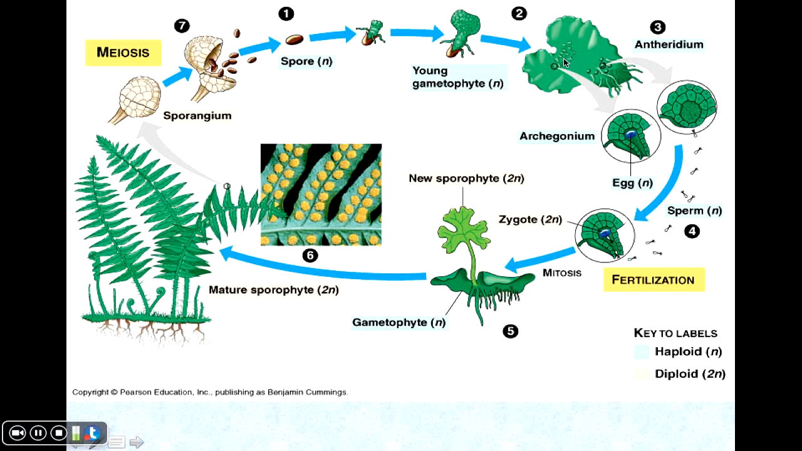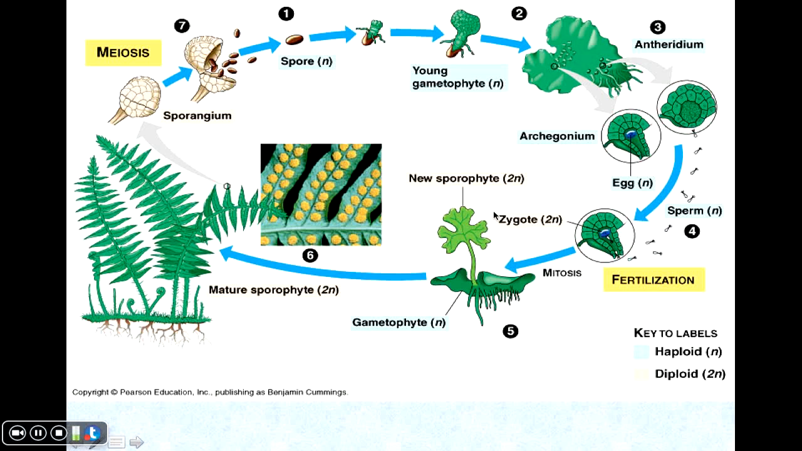So here we have a single green leafy gametophyte. I should point out that the gametophytes are fairly small in ferns. They're only maybe a quarter of an inch or so in diameter. But again, they're bisexual, producing both sperm and eggs. The sperm of ferns, just like in mosses, are motile. So they literally have to swim through water in order to fertilize an egg.